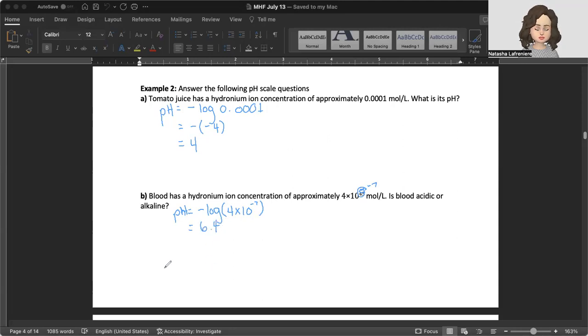So since this is, and I'm going to type this part out, so since this is below the neutral value of 7, blood is acidic. Okay. So again, write that down, and I'm going to clear it.